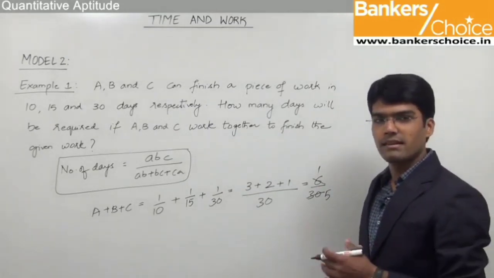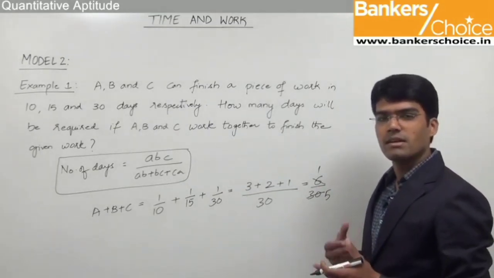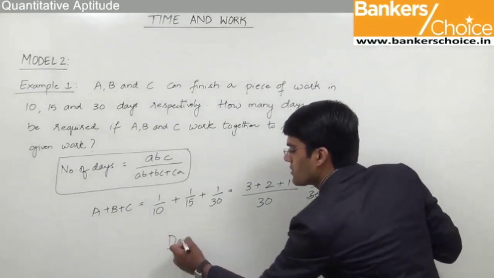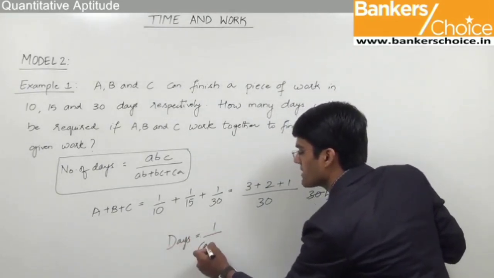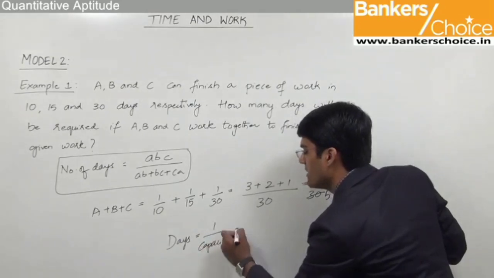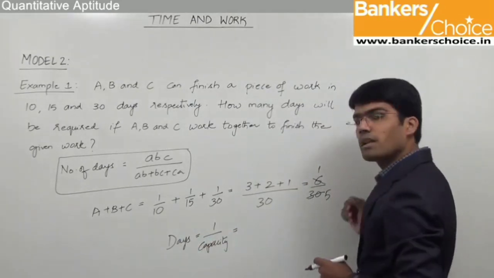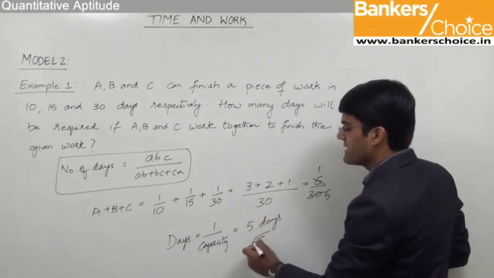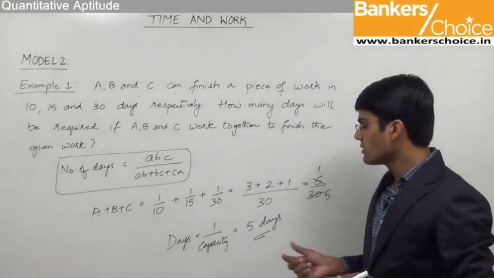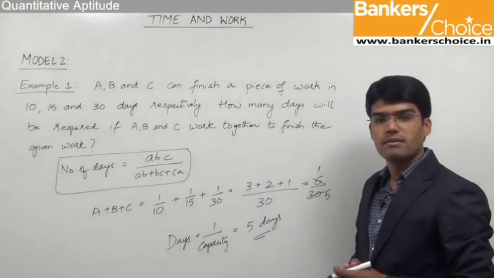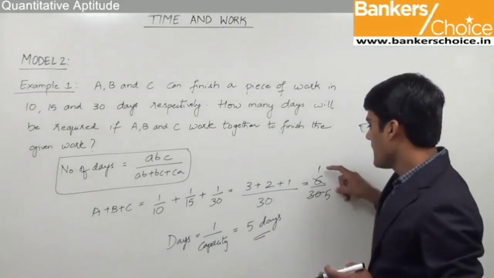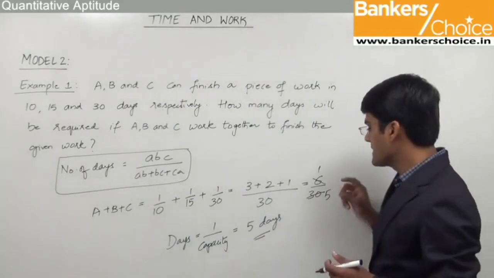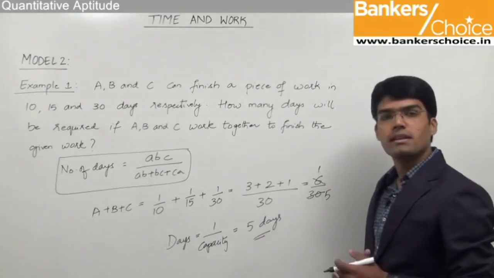And as discussed earlier, we know that capacity is nothing but the reciprocal of the number of days. So number of days should be equal to 1 by the capacity, or capacity should be equal to 1 by the number of days. So by reciprocating the given capacity, we get the answer as 5 days. So when A, B and C work together, the total number of days required will be 5. So friends, we can always find the total capacity when 3 or 4 persons are working together and simply take the inverse of that to get the number of days.